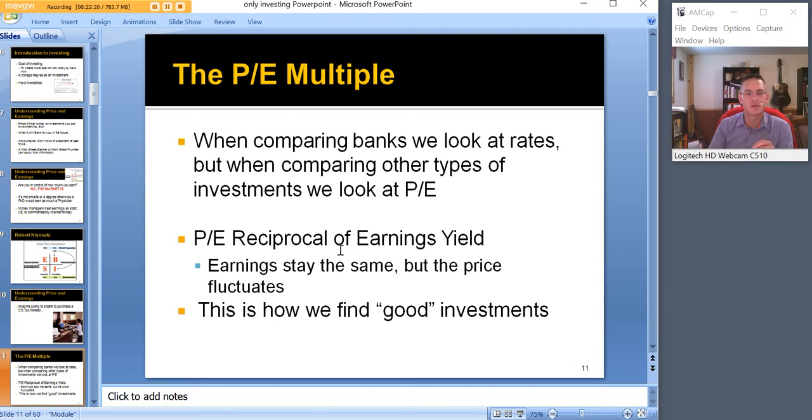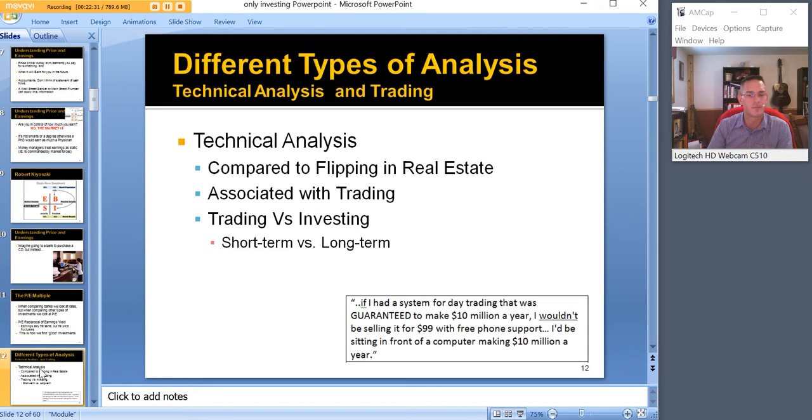And that essentially is the reciprocal of the earnings yield. Okay, the earnings stay the same, but the price is what fluctuates. And in a nutshell, that's how we try to find good investments. Now, there's all types of analysis.